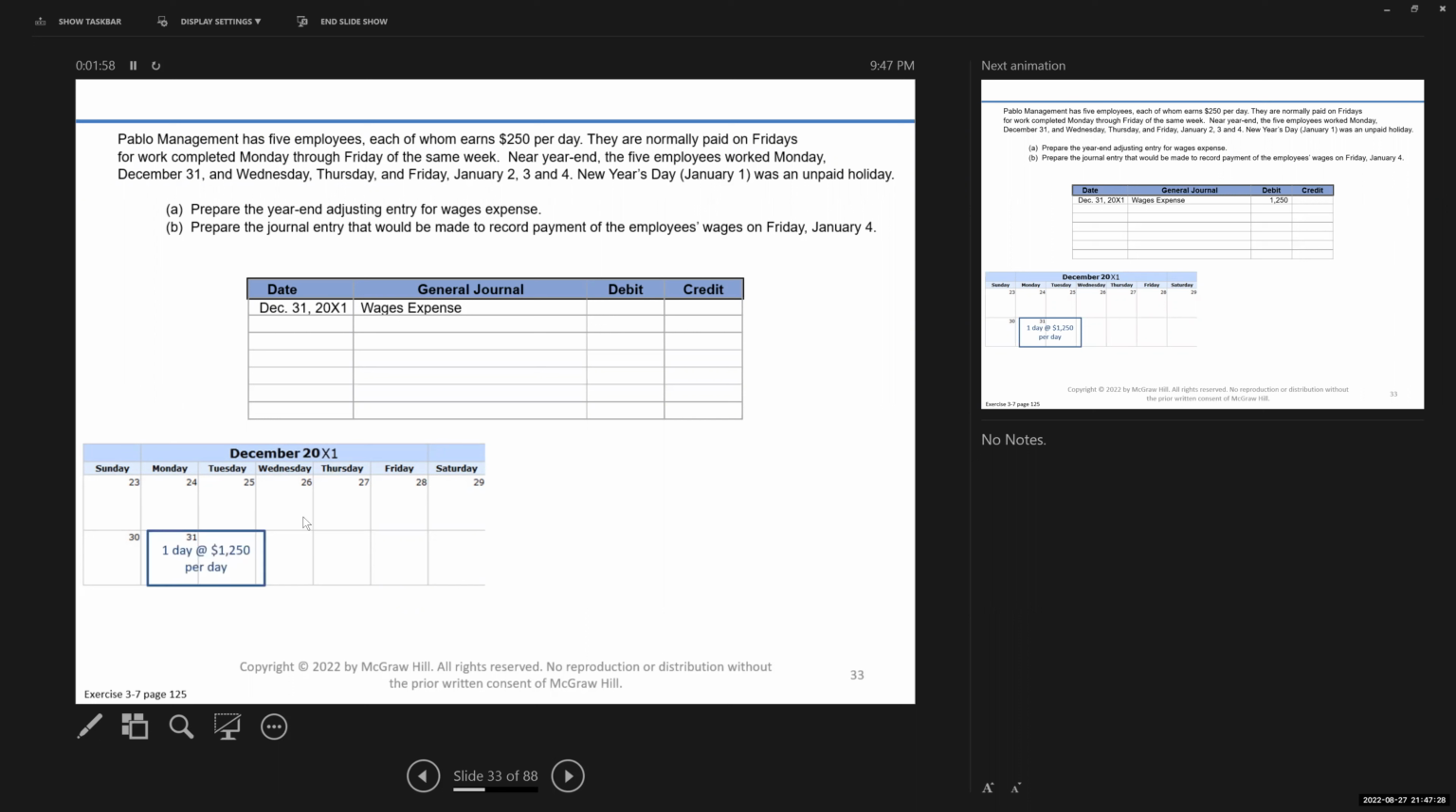But on the 31st, we did have employees work for one day. There are 5 employees who each earn $250. So if you multiply 5 times 250, 5 employees at $250 each, we're going to incur expense of $1,250 on December 31. So there it is.